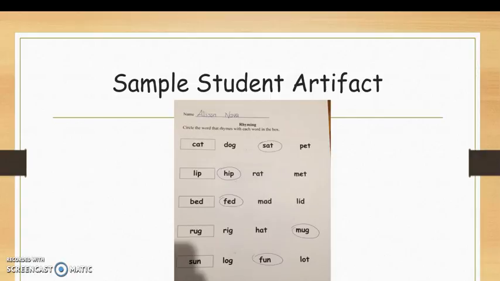Here's a sample student artifact. This is going to be part of the assessment at the end of the unit, and students will have to do this on their own. And of course, for those students who are unable to read the CVC words, there are going to be some pictures that go along with each word, so they're able to read the picture instead of the word.